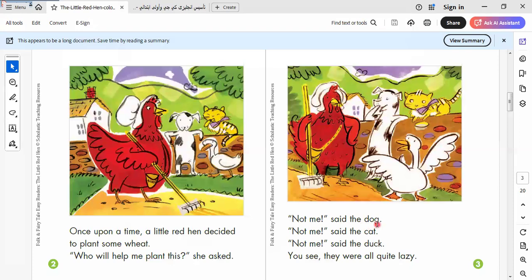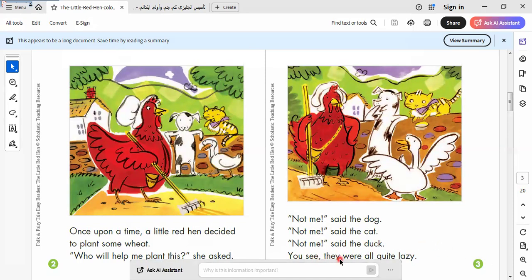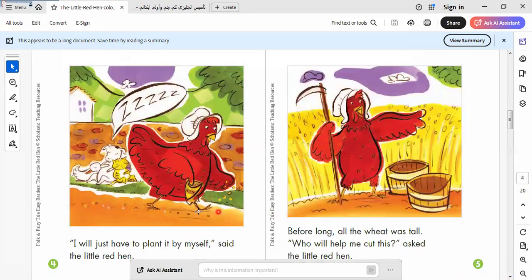Not me, the dog said. Not me, the cat said. Not me, the dog said. You see, they were all quite lazy. Lazy means they don't want to work.